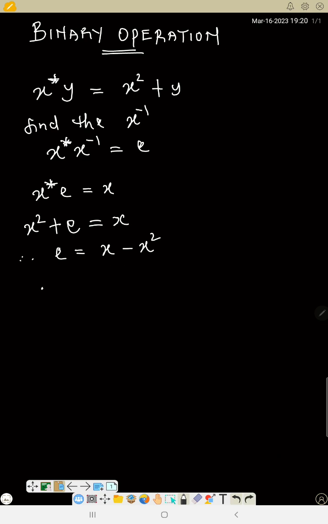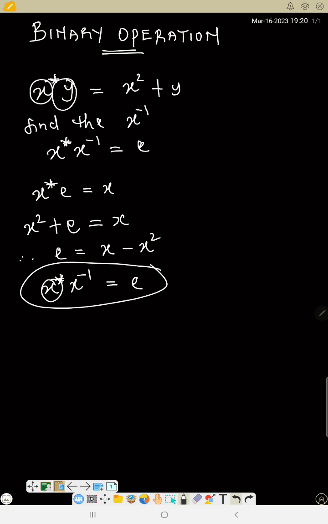So for inverse now, X * X inverse is equal to E, as in this is the definition for inverse. That means X remains as X, Y is now X inverse. So if you put it in this same expression, we are going to have X² + X inverse equals E. E is X - X². So E is X - X².